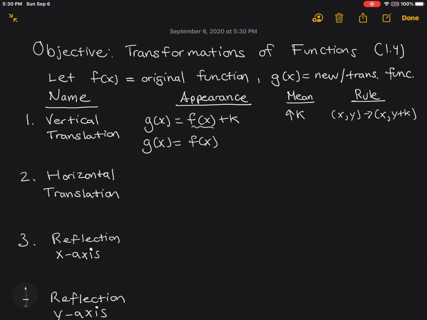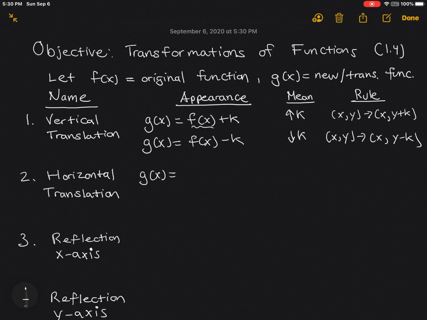All right, what if you have g of x is equal to f of x minus k? This means I'm shifting the graph of f of x k units down. Again, x comma y would just be, I keep my x value, but I take my y value and I subtract k. All right, so vertical translation, fairly straightforward. I think most students understand what this last number does. It shifts the graph up and down, hence the term vertical translation.